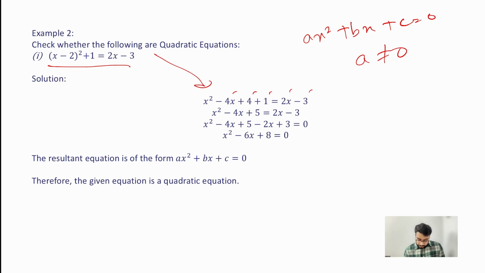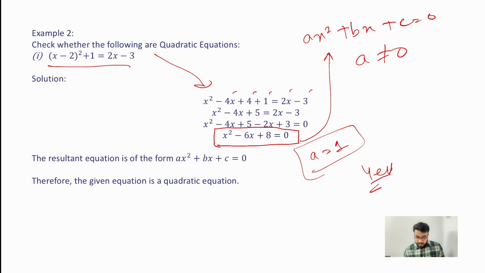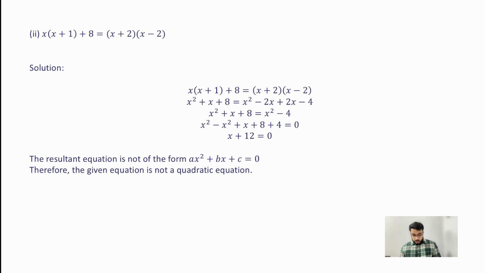We bring everything to the LHS, and finally we get this equation, that is x square minus 6x plus 8 is equal to 0. It is of this form, and a is equal to 1. So yes, this is a quadratic equation, therefore the given equation is a quadratic equation. This is the solution. This is the second example, and the solution is given. Please go through it. It is exactly the same as the previous one, and you have to come to a conclusion whether it is a quadratic equation or not.